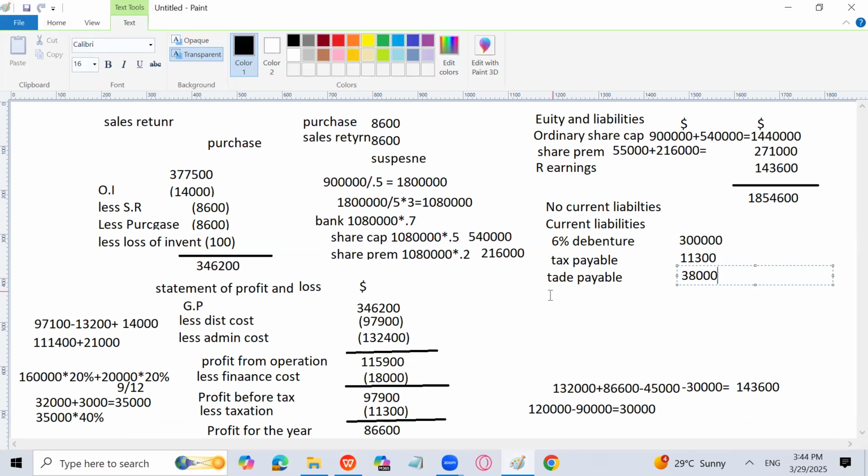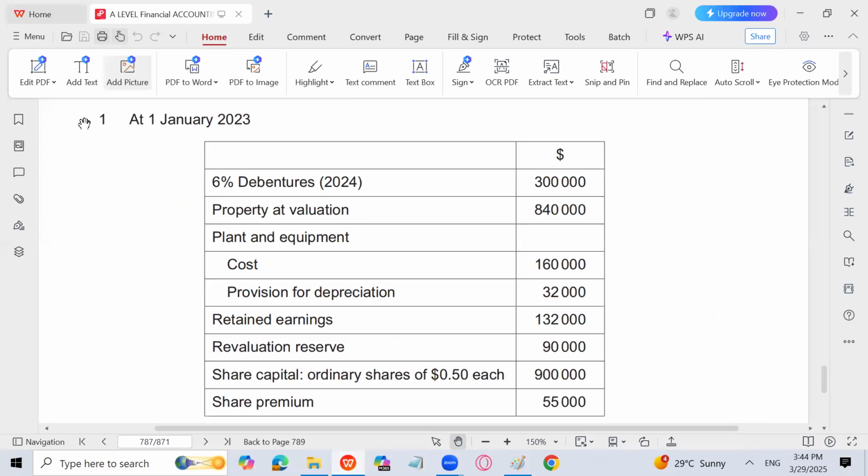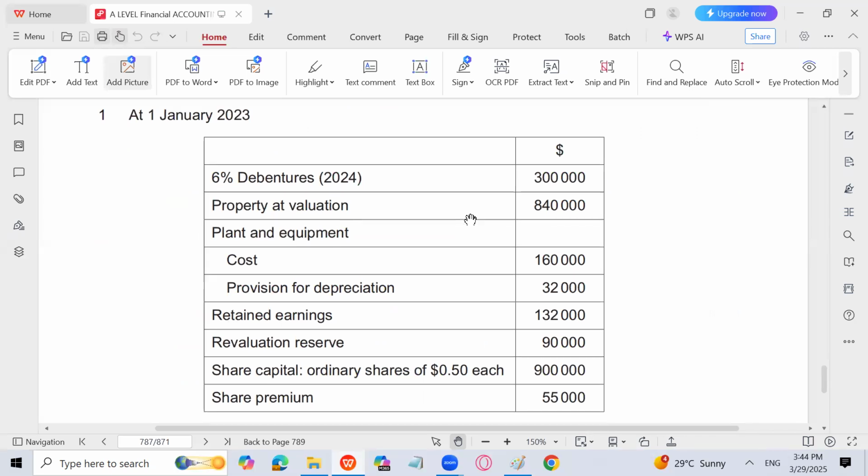Okay. And then comes the accrued interest on debenture. That is also a current liability. Sir, how is that? Okay, look at this. We are supposed to write debenture interest at 6%, that is 18,000, which is an expense.